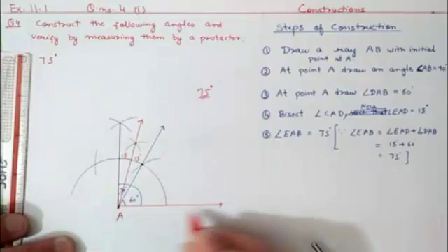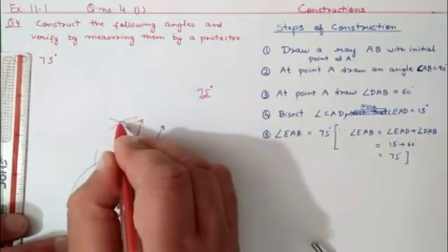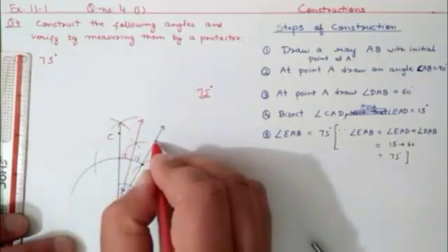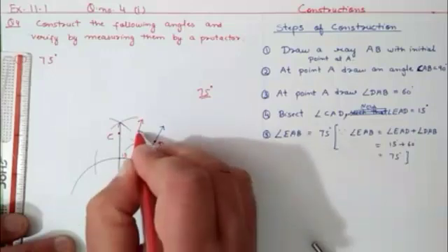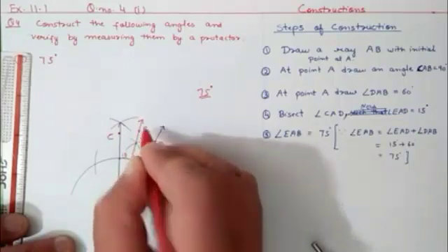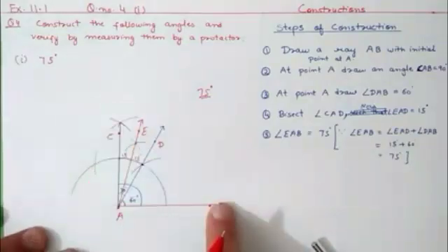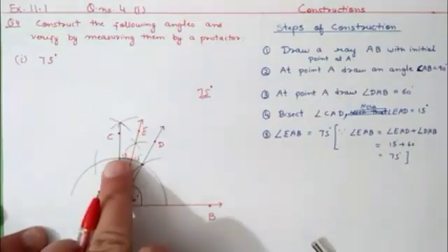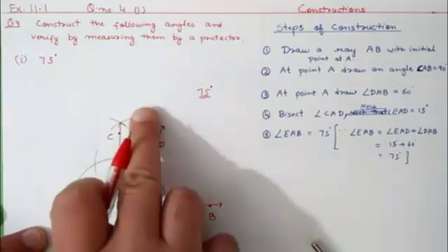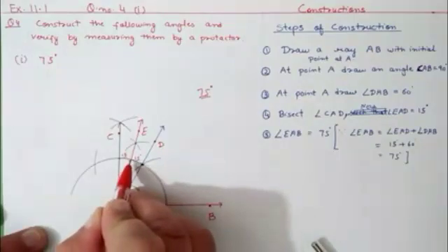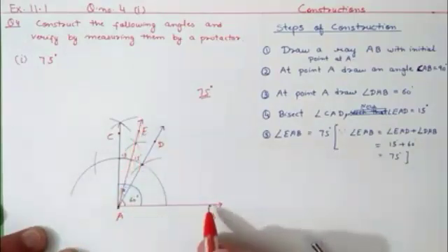We can give points A, B, which is our ray AB. After that, for 90 degree we can give one point over there, that is C. Okay, for 60 degree we can give D, and for 75 degree it is E. So finally for the 75 degree we got the angle known as angle EAB. So this is our required construction for this question.